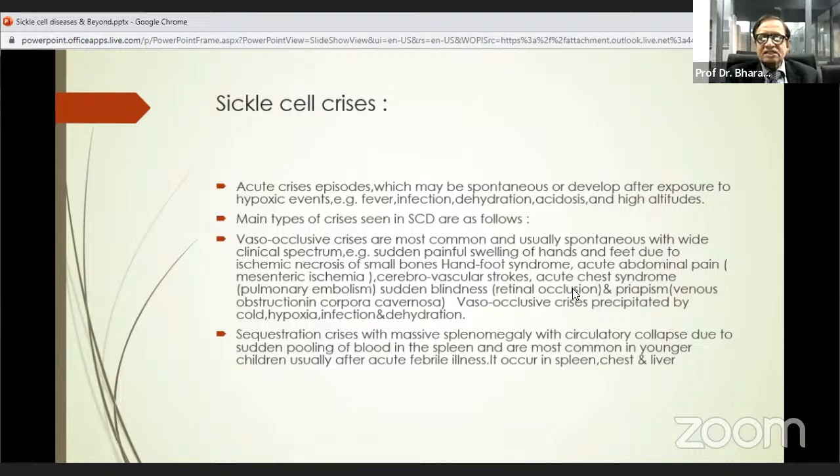Sequestration crisis presents with massive splenomegaly with circulatory collapse due to sudden pooling of blood in the spleen, and is most common in younger children, usually after an acute febrile illness. It occurs in the spleen, chest, and the liver.